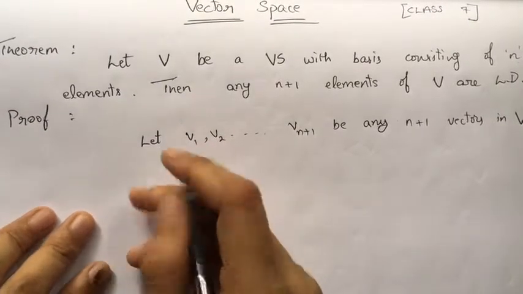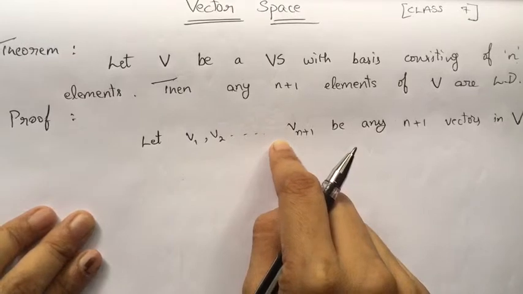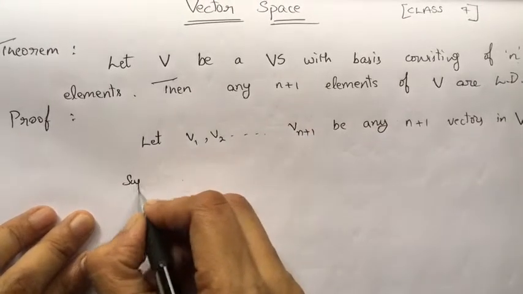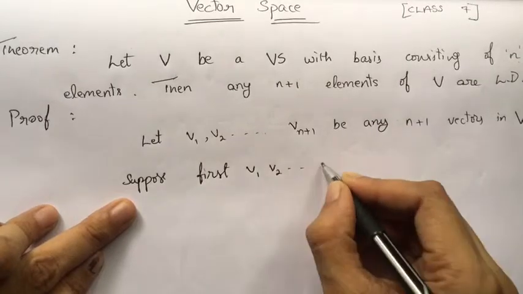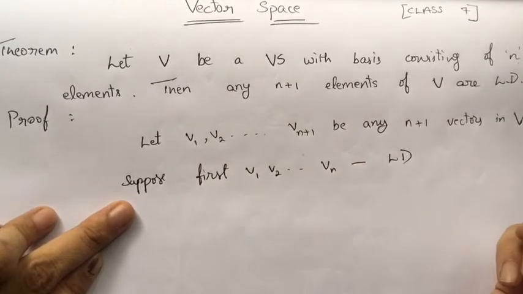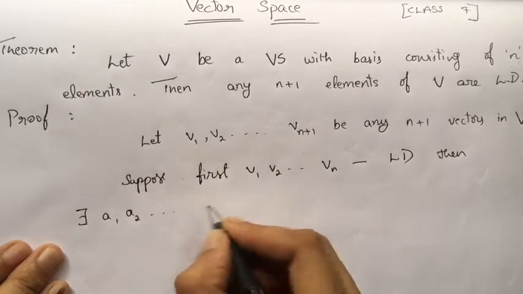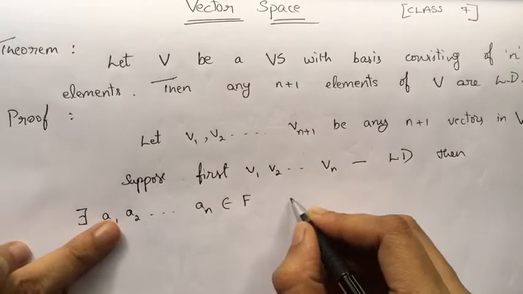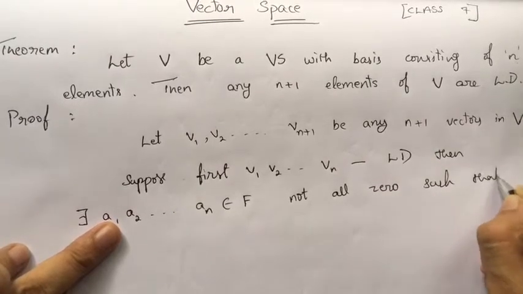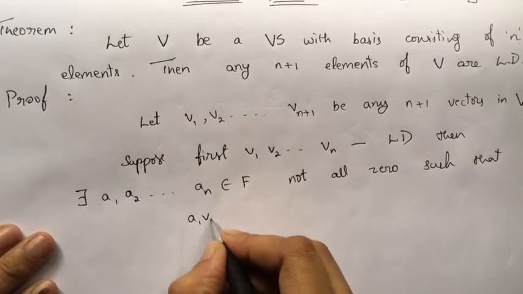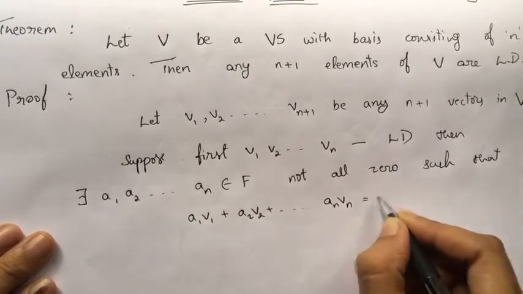Suppose first n elements, v1, v2, vn, are linearly dependent, then there exist some scalars, say a1, a2, an, from the field F, not all of them 0, such that there is a nontrivial relation, that is a1 v1 plus a2 v2 dash dash dash an vn equal to 0.